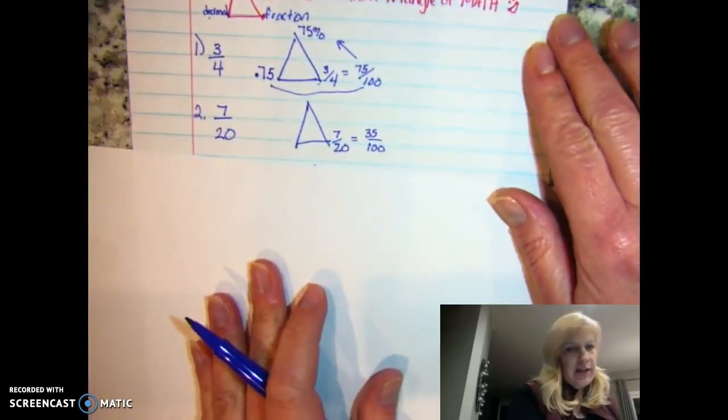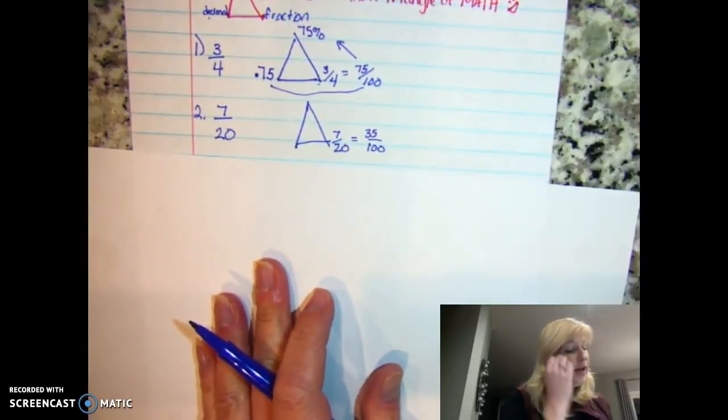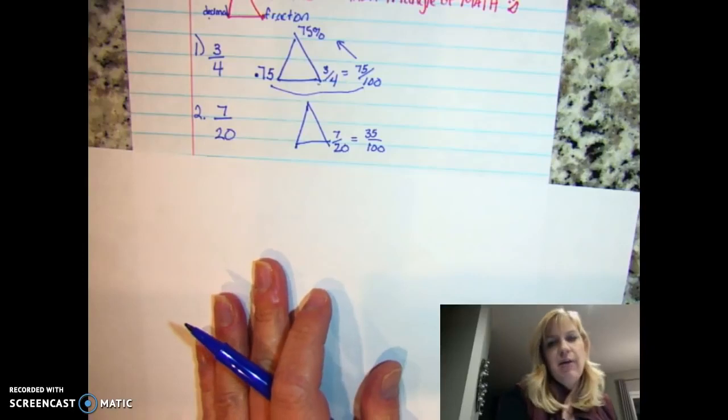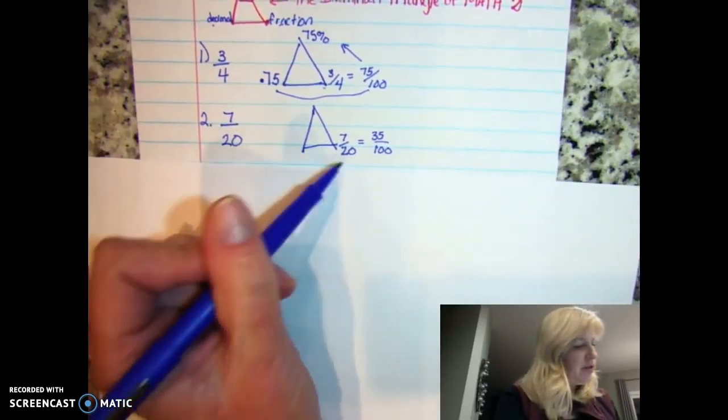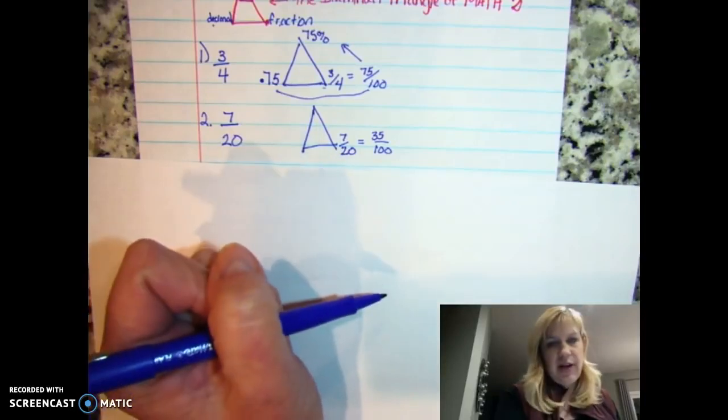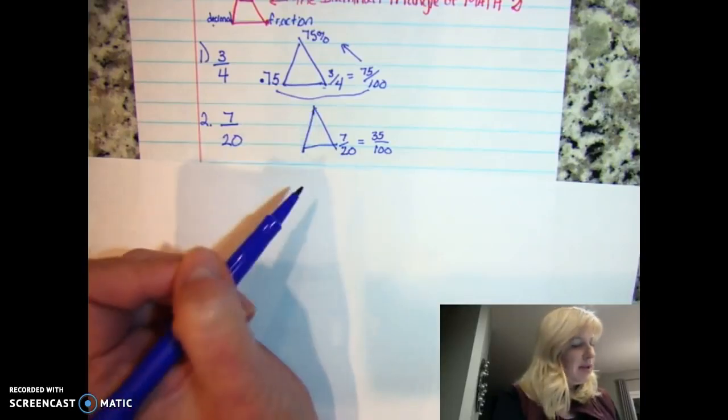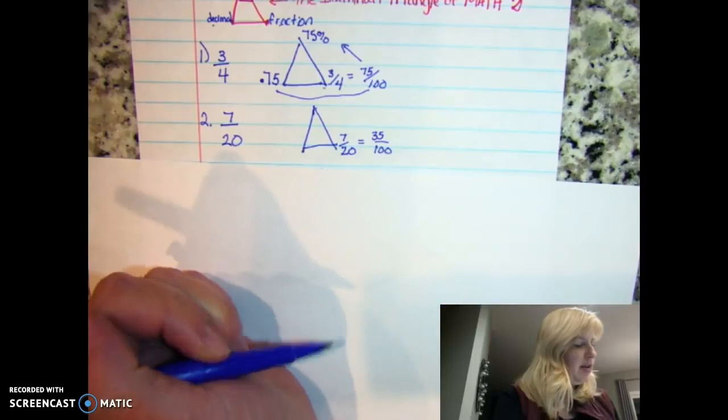The second one I have, I gave you a little start, and I want you to pause the video and see if you can figure out, given 7/20, which I put on this side of the triangle, what would the percent be and what would the decimal be?